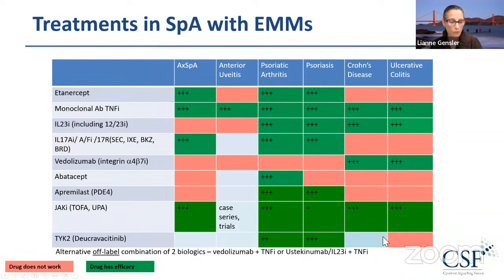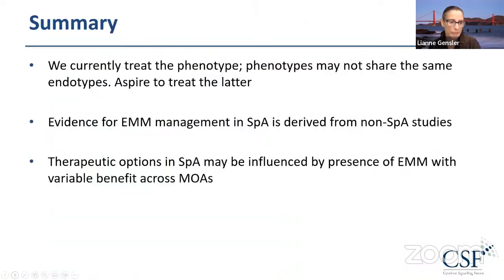But you can see that though we moved a long way from TNF inhibitors then to JAK inhibitors covering the spectrum, now again, we're moving to separation across these EMMs. So I think time will tell as to what our options are in patients with axial spondyloarthritis and any of these EMMs, whether there'll be newer MOAs that really cover it. So in summary, we currently treat the phenotype, and that may not share the same endotype. And I think we can aspire down the road to really think about treating the latter.